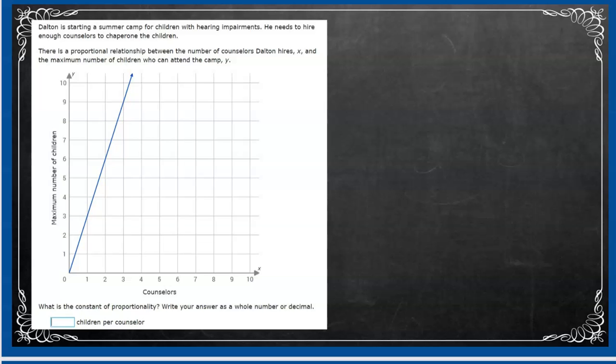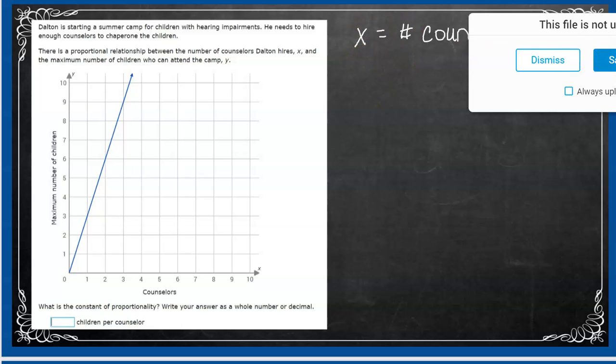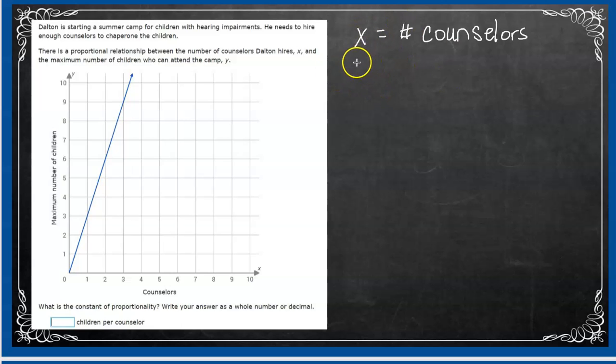So this says there is a proportional relationship between the number of counselors he hires, x, and the maximum number of children who can attend the camp. So x is the number of counselors, and the y is dependent upon how many counselors there are. So the y is the max number of children. So what they're asking is, what is the constant of proportionality?